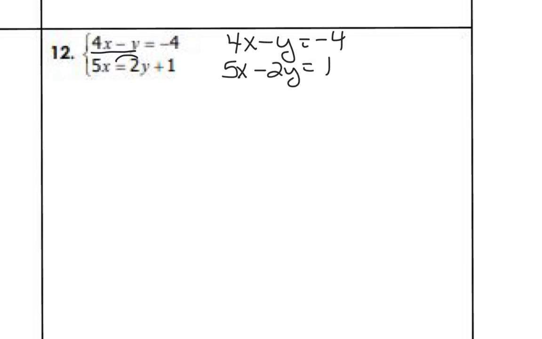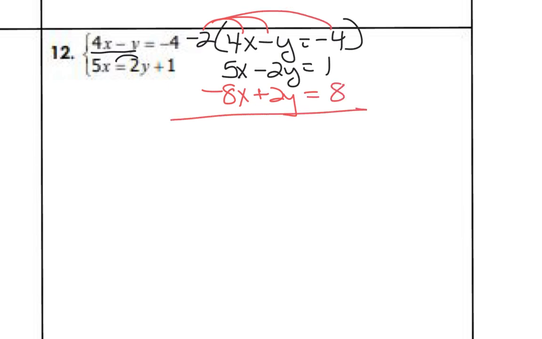All right, so now we need to eliminate. So let's multiply this by negative 2. So my new equation will be negative 2 times 4x is negative 8x. Negative 2 times negative y is positive 2y. Negative 2 times negative 4 is positive 8. So I'm going to add these together. 5 plus negative 8 is negative 3x. Eliminate equals 1 plus 8 is 9. So x equals negative 3.